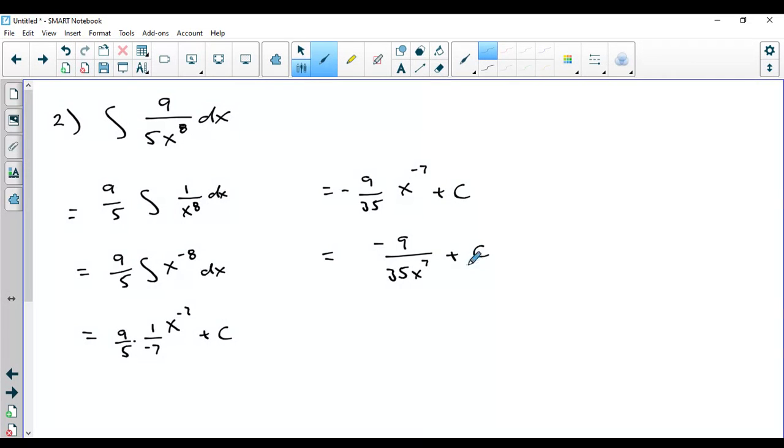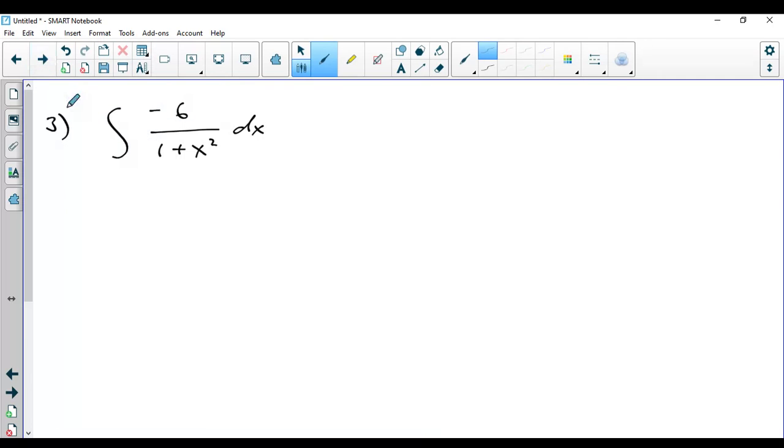Again, don't lose sight of what you're finding: a family of functions such that if you took the derivative of this, you would actually get 9 over 5x to the 8th. If you don't believe me, go ahead and check it out.